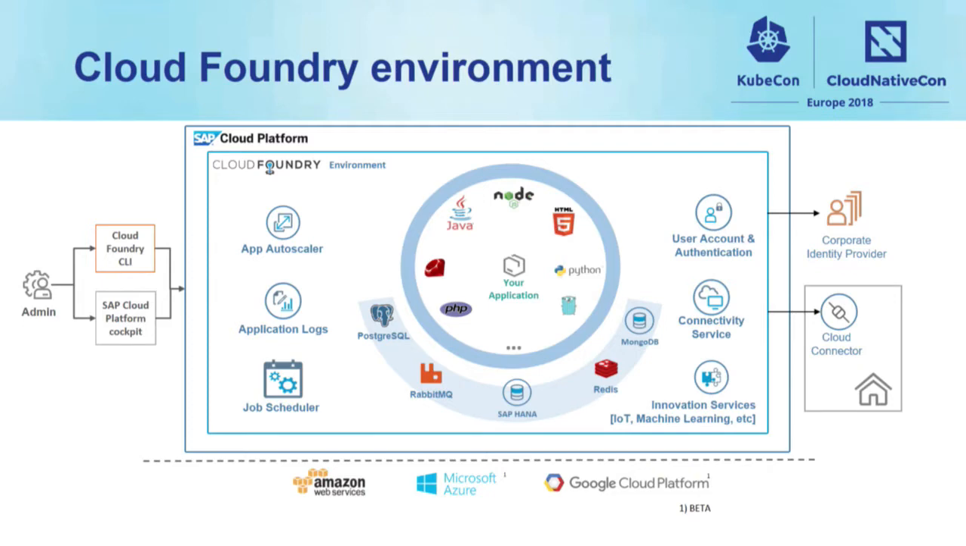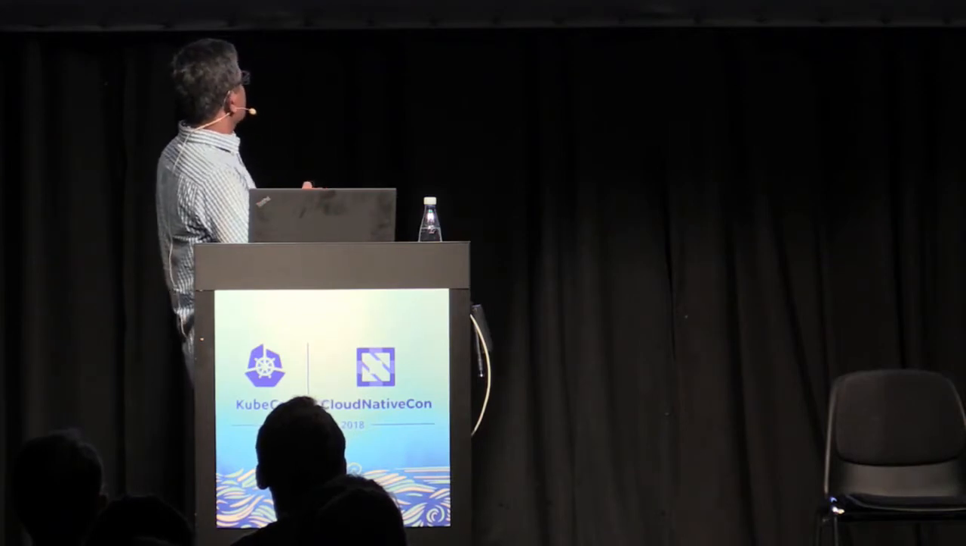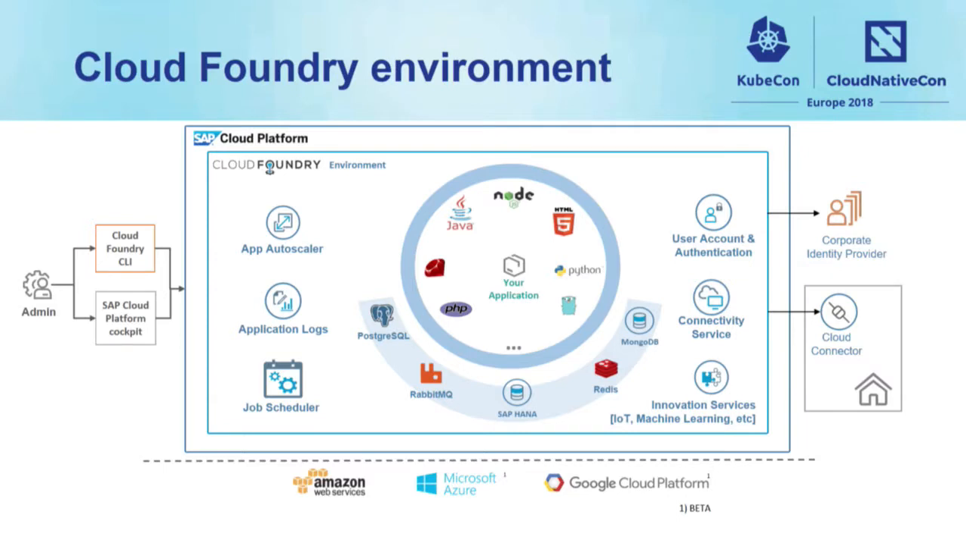It's fairly straightforward. And to expedite the innovation, most developers would use the backing services like PostgreSQL, RabbitMQ, some of these popular backing services, MongoDB, Redis, as well as in the case of SAP Cloud Platform, the SAP's flagship in-memory database engine, SAP HANA. And the platform obviously has some of the platform services like Autoscaler, logs management, job scheduler, and in most cases, you'll also need a service for security, user account and authentication, using which you'll connect the platform to your corporate ID provider.